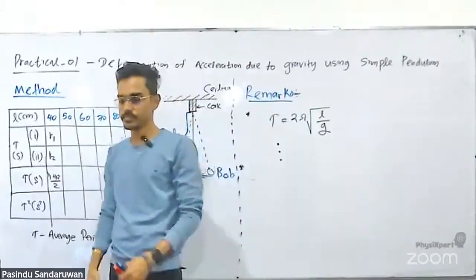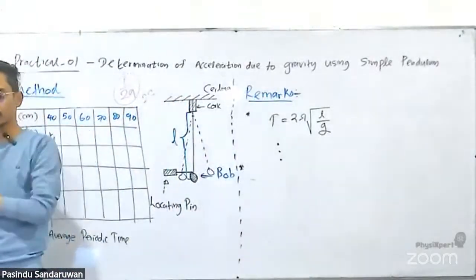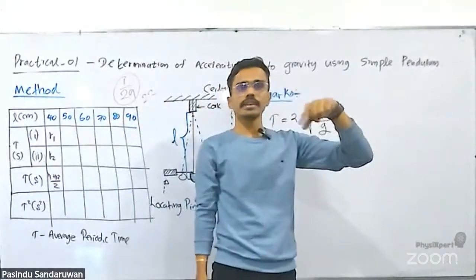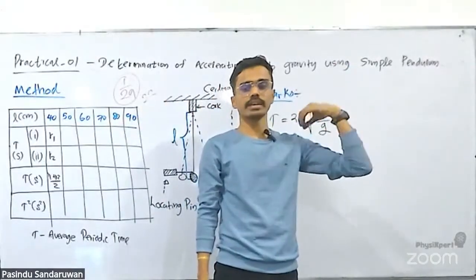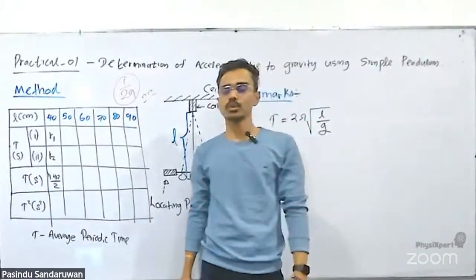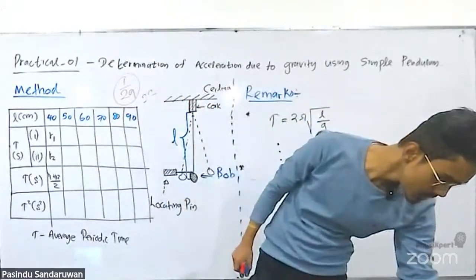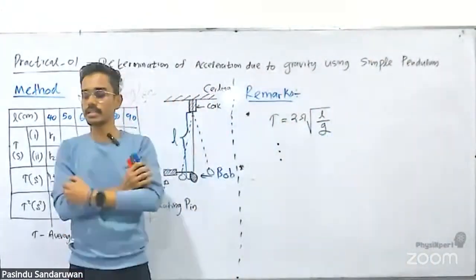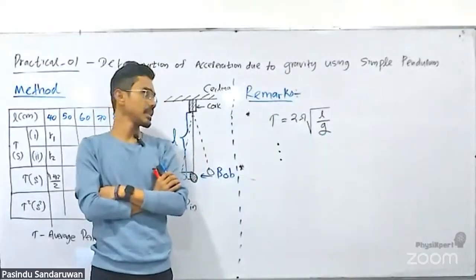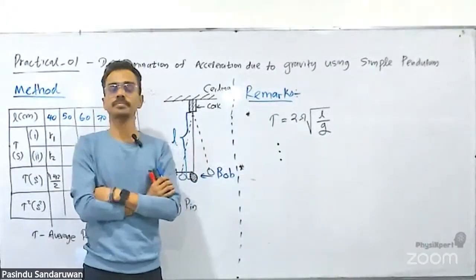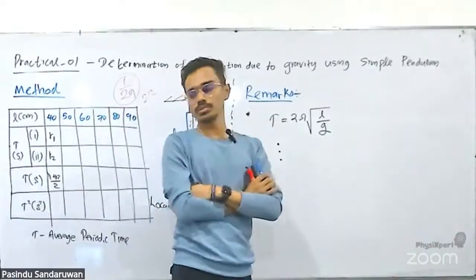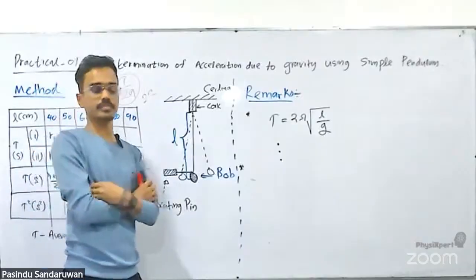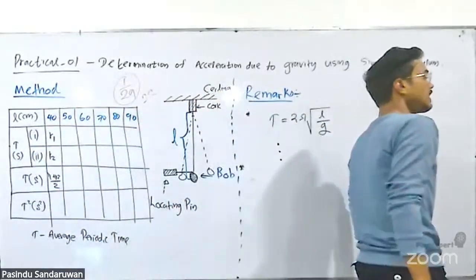Because it can slip at the hook when oscillating.